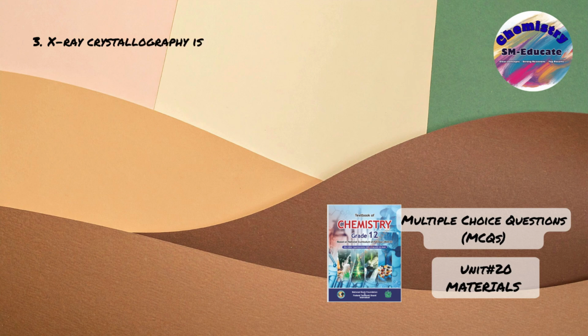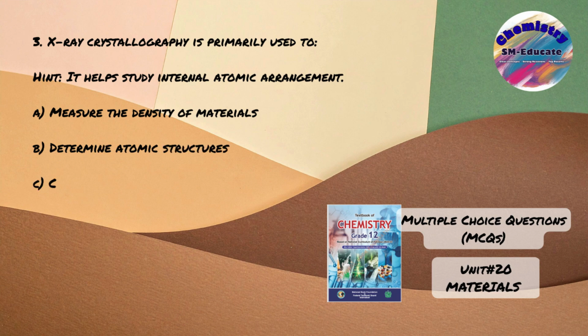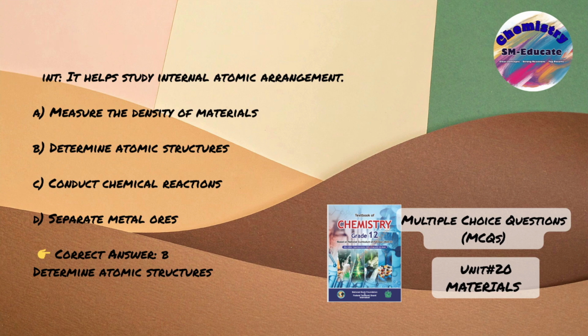3. X-ray crystallography is primarily used to. Hint: it helps study internal atomic arrangement. A. Measure the density of materials. B. Determine atomic structures. C. Conduct chemical reactions. D. Separate metal ores. Correct answer: B. Determine atomic structures.